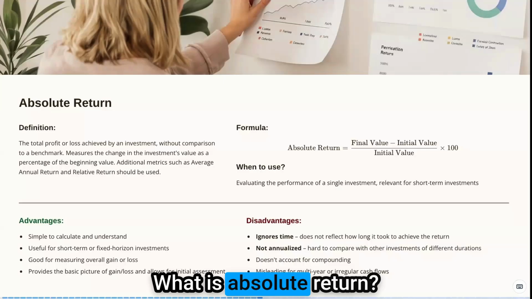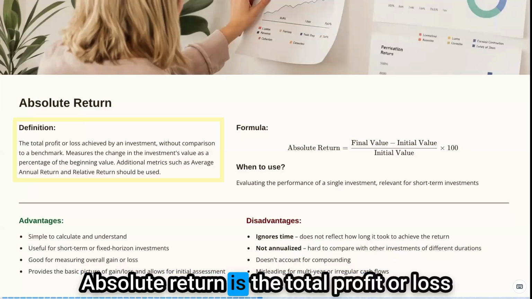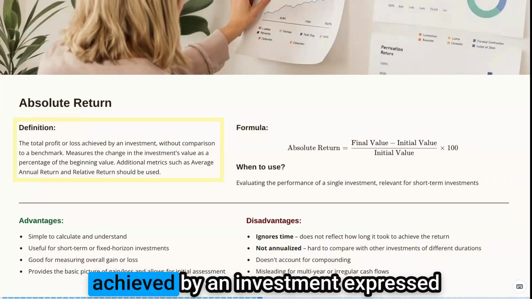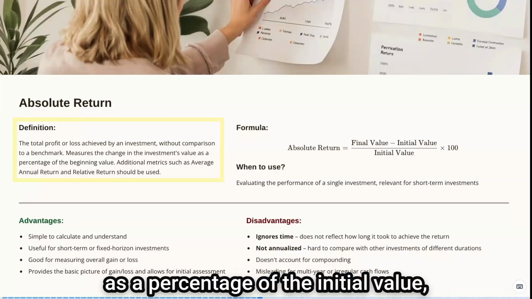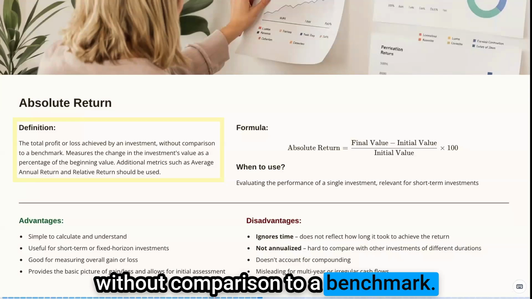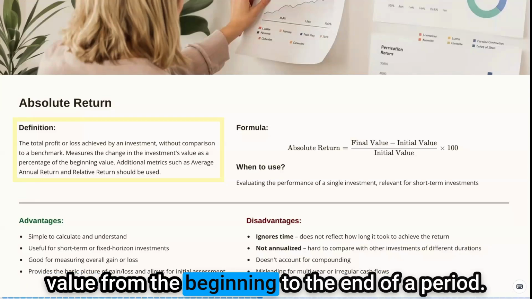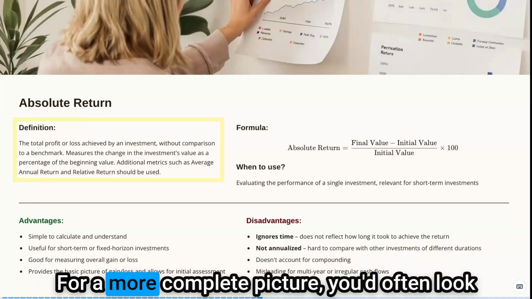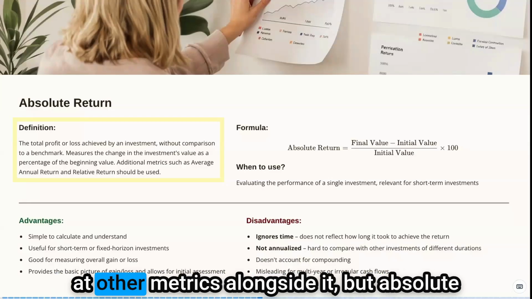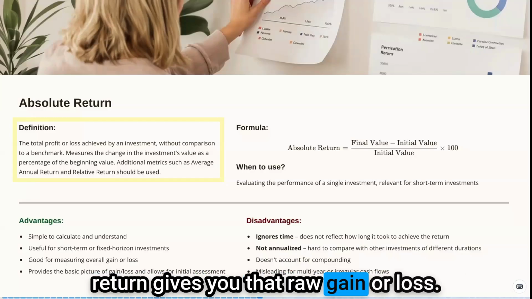What is absolute return? Absolute return is the total profit or loss achieved by an investment expressed as a percentage of the initial value without comparison to a benchmark. It simply measures the change in the investment's value from the beginning to the end of a period. For a more complete picture, you'd often look at other metrics alongside it, but absolute return gives you that raw gain or loss.